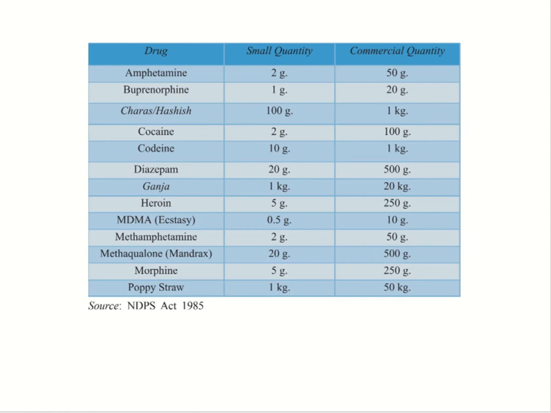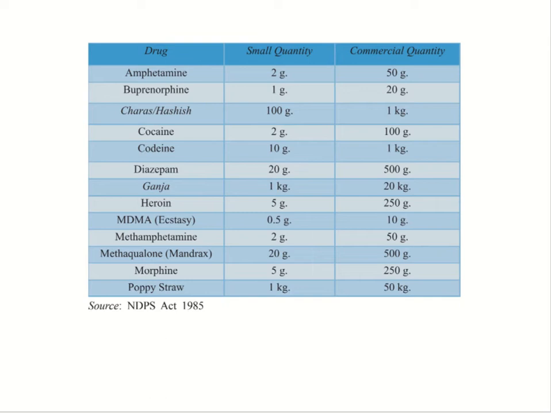According to the NDPS Act 1985, the small and commercial quantities of various drugs are listed in this table. For amphetamine, the small quantity is 2 grams and the commercial quantity is 50 grams. For buprenorphine, it is 1 and 20 grams. For charas or hashish, it is 100 grams and 1 kilogram. For cocaine, it is 2 grams and 100 grams. Codeine, 10 grams and 1 kilogram. Diazepam, 20 grams and 500 grams.